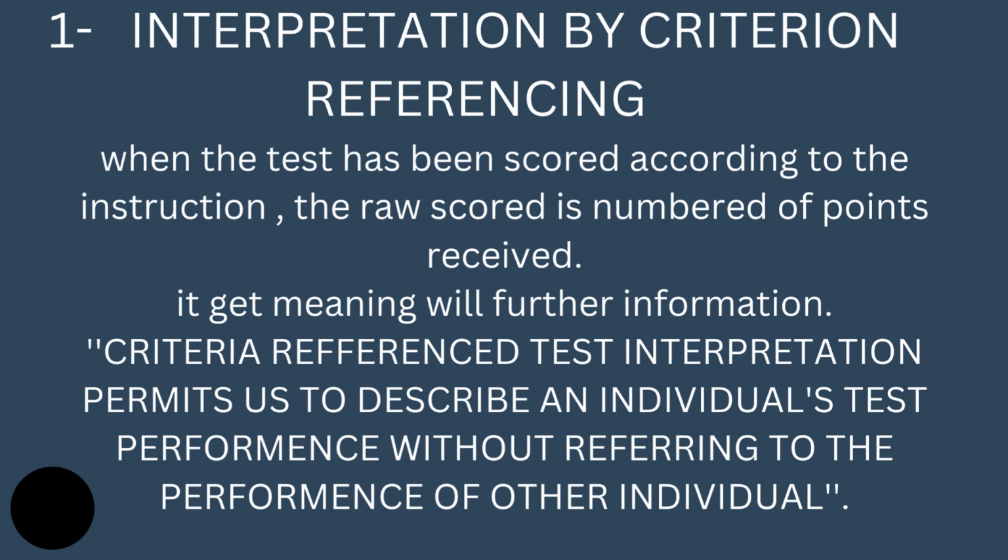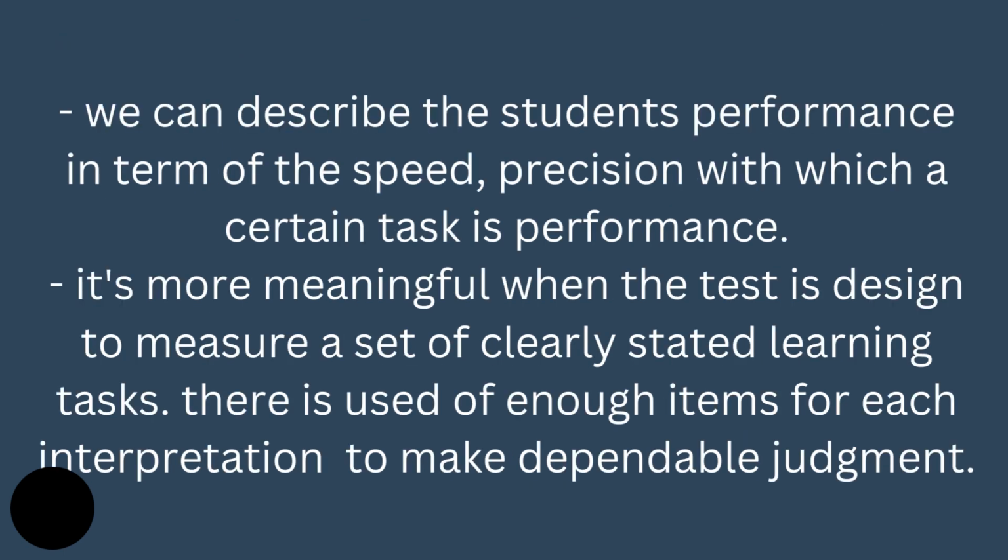So the criteria reference test interpretation permits us to describe an individual's test performance without any reference to the performance of other individuals. It will further elaborate the performance if the test is based on items that are objective in nature, that is, if the test is pointing towards some clear objectives. We can describe the student performance in terms of speed, precision, and the certain tasks the student performs. It is more meaningful when the test is designed to measure a set of clearly stated learning outcomes.